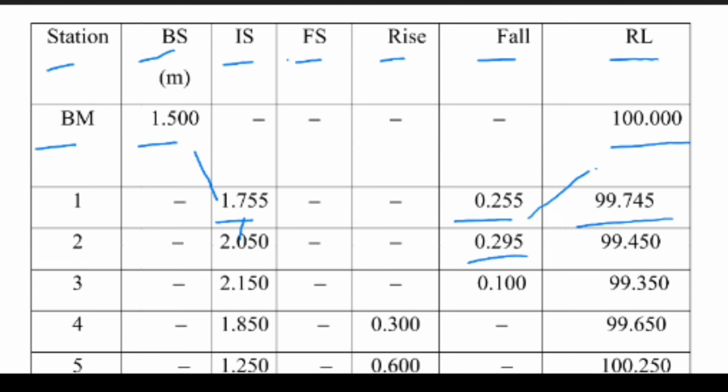And 99.745 minus this value, if you do, you will get 99.45. Same way, this difference you have to write it here, you got a positive value, that's why we are writing it in fall. And same way, 99.45 minus this, you get 99.35. Same way, this difference, you got a negative value, so we have written it in the rise column.